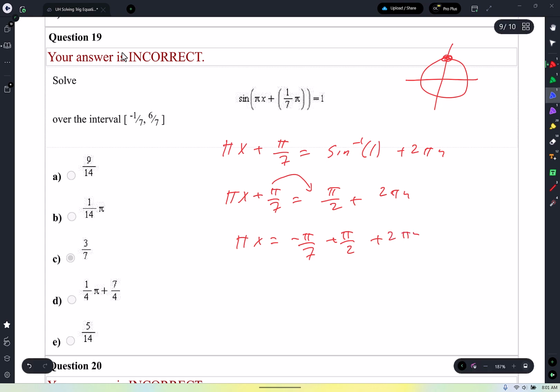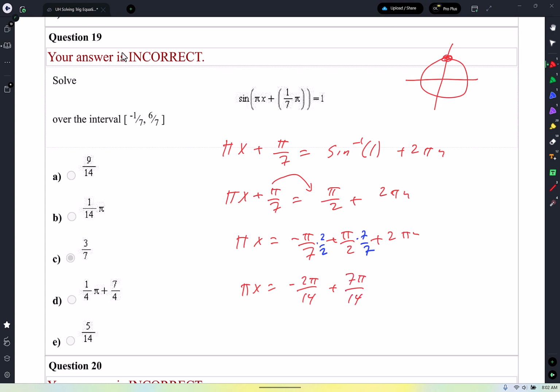And let's find the common denominator before we divide by pi. Times 2 over 2, times 7 over 7. So I'm going to get pi x equals negative 2 pi over 14 plus 7 pi over 14. All I did was find a common denominator, guys. 14 is a common denominator. Multiply the other one by 7, multiply this one by 2. Plus 2 pi n.